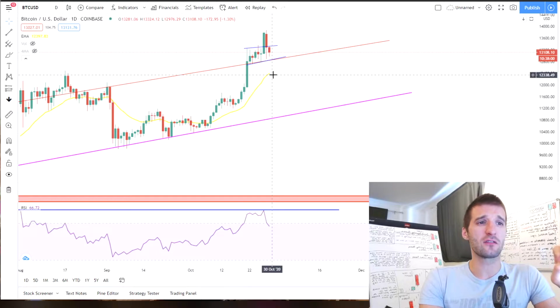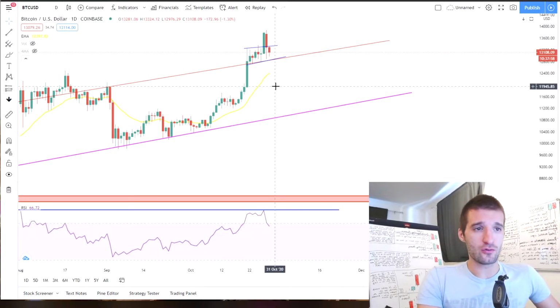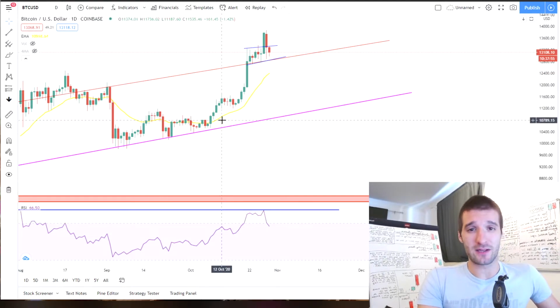So the thing that we are going to do, as I told you, is close and open positions around the 20 exponential moving average.